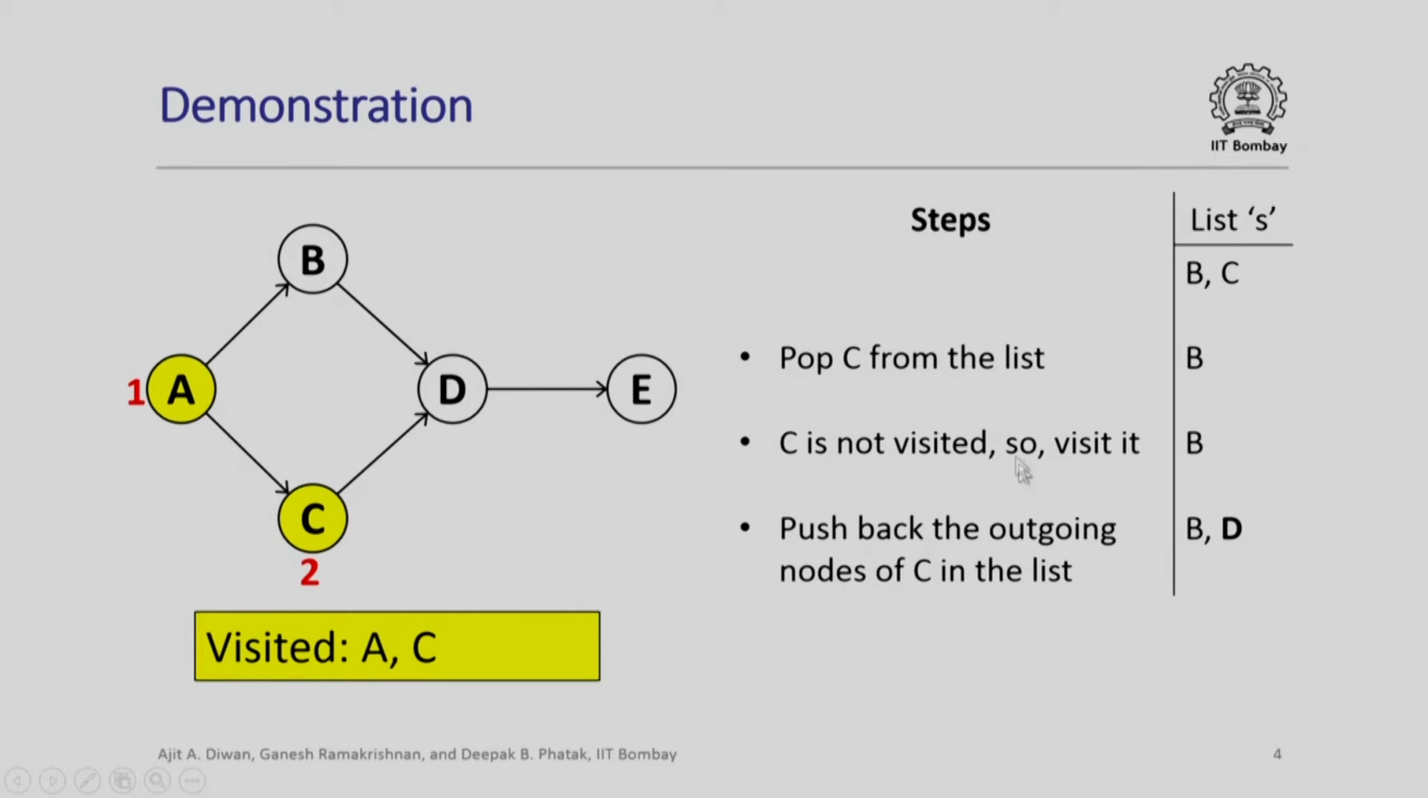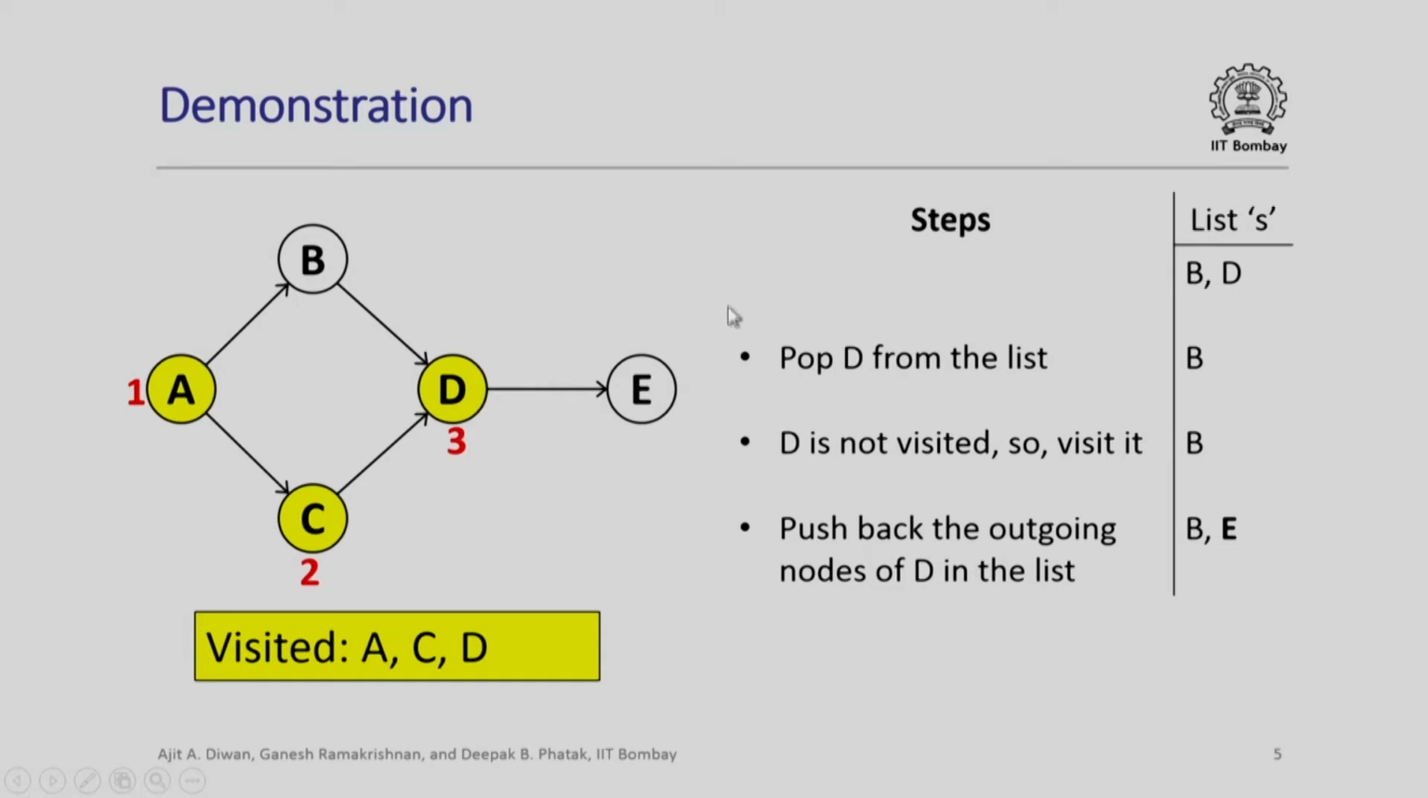Next, we pop the next node from the list as a stack. Since this is being treated as a stack, we pop C from the list. When we pop C from the list contains only B. Now, we look at C which we have just popped. It is not visited, so we will visit it. When we visit C, we find that C has an outgoing edge to D. So, we will push back the outgoing nodes of C, which is D, onto the list. The list will now contain B and D.